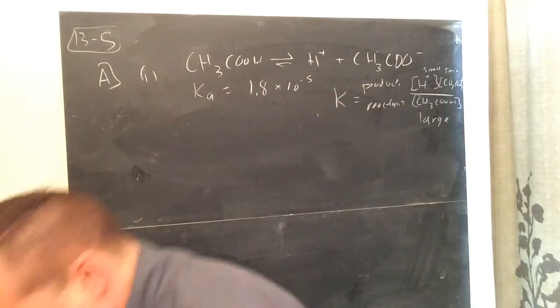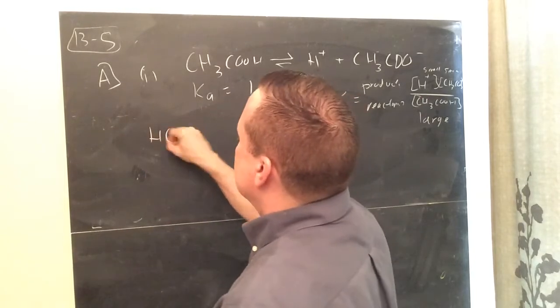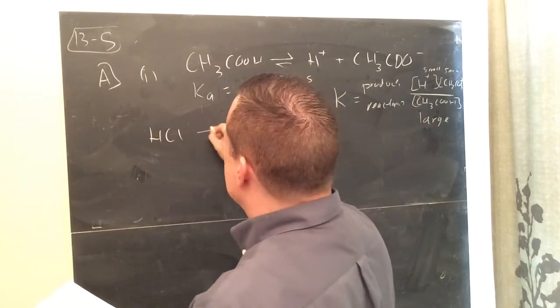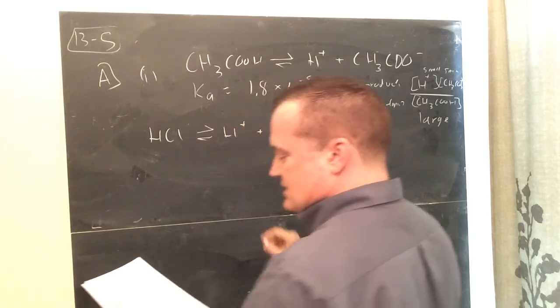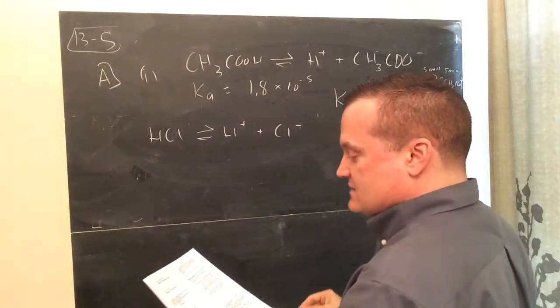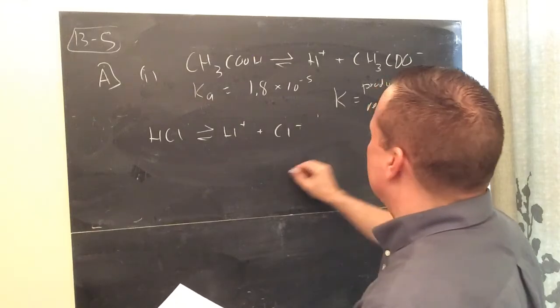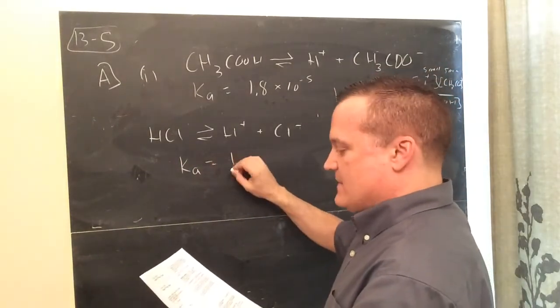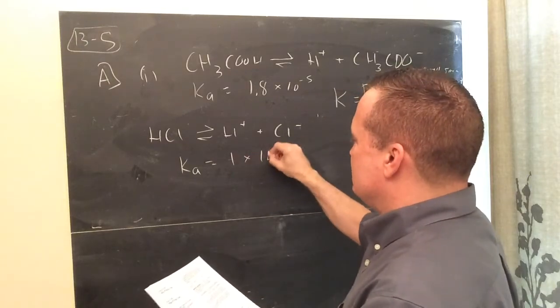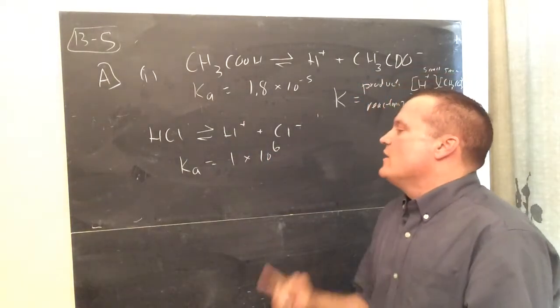It says for HCl going to H plus and Cl minus, it is K. It should say Ka. That's a misprint in the notes because it's an acid. Ka is equal to 1 times 10 to the 6th power. So what's going on there?